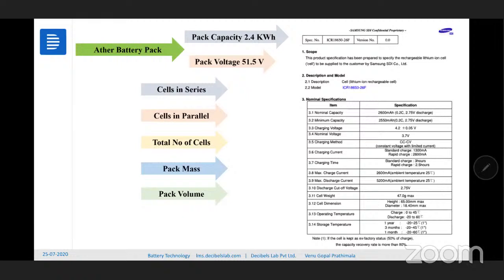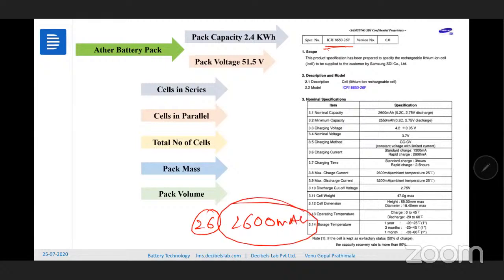Here we are taking the cell ICR 18650 26F. ICR represents: I stands for lithium-ion based, C stands for cobalt, and R stands for round, which is nothing but cylindrical. In 18650, 18 is the diameter and 65 is the height of the cell. And 26 represents 2600 mAh.